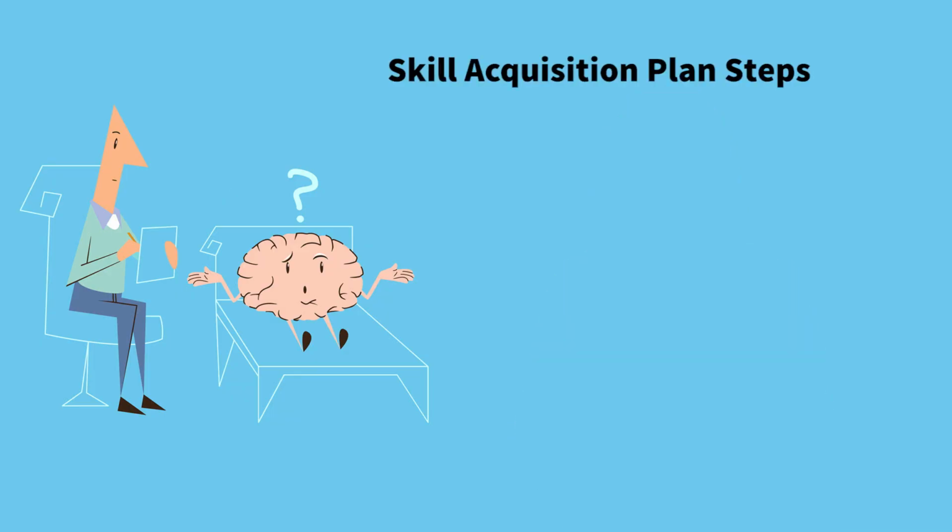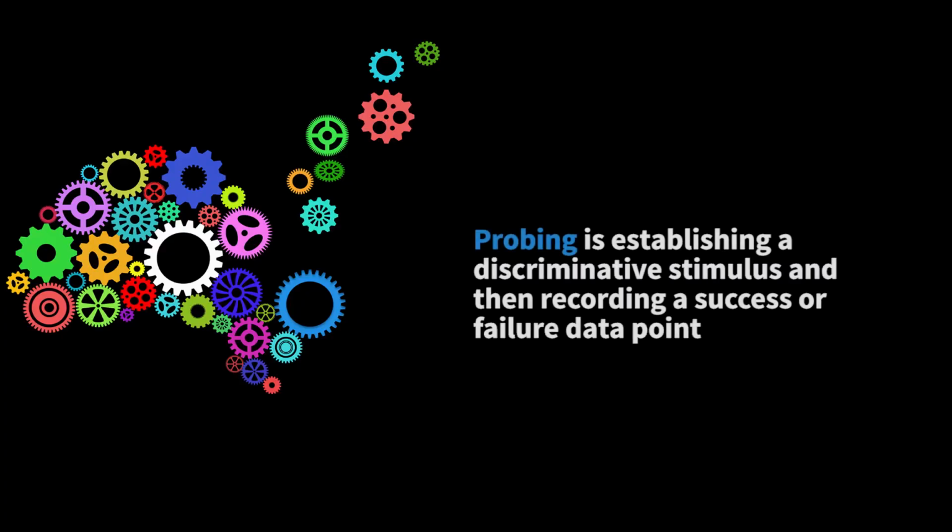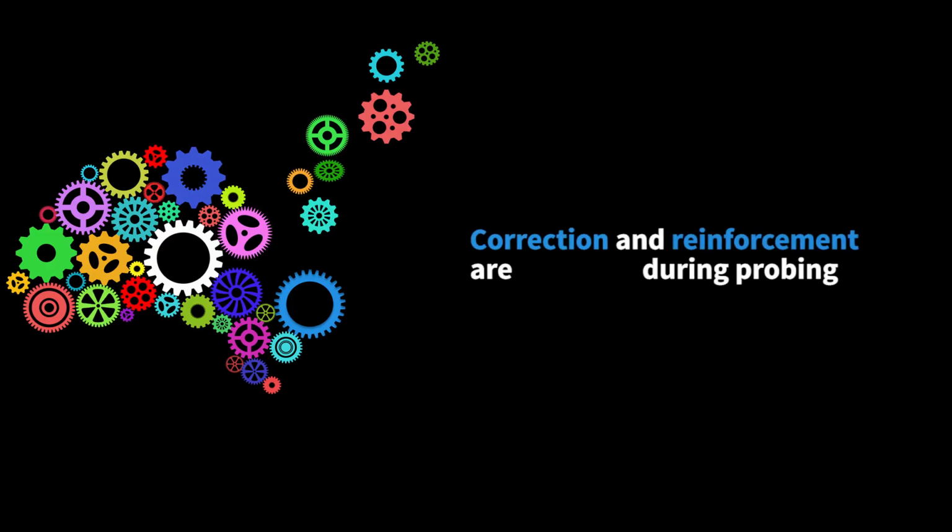4. Assess current skill level, in which the client will be asked to produce the target response to gather baseline data, or the client's current ability. This testing is often referred to as probing. Probing is establishing a discriminative stimulus and then recording a success or failure data point. Correction and reinforcement are not used during probing.